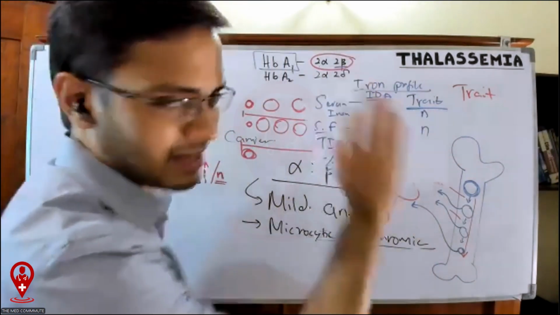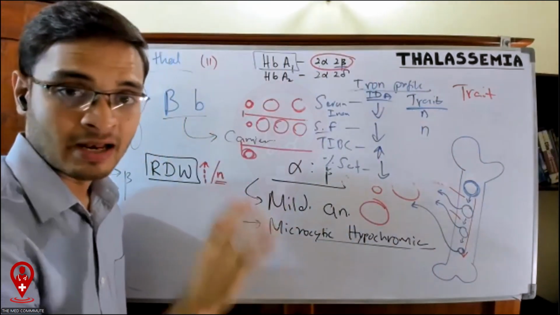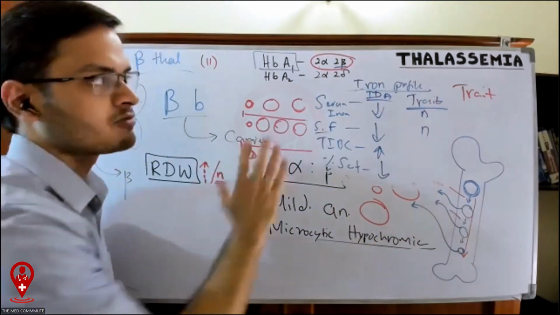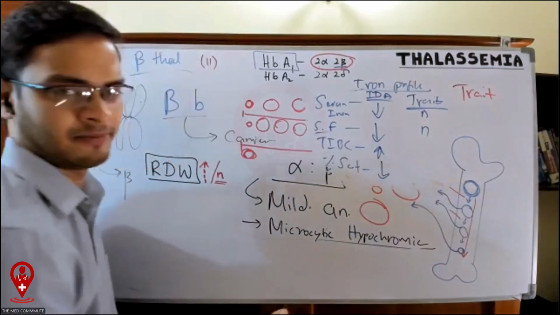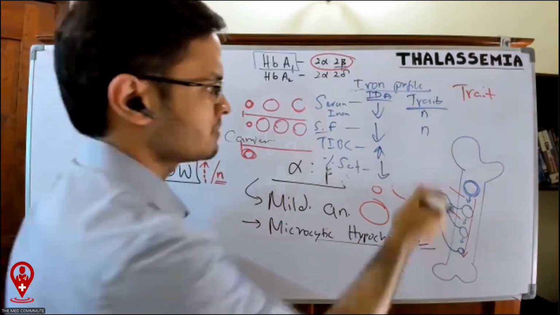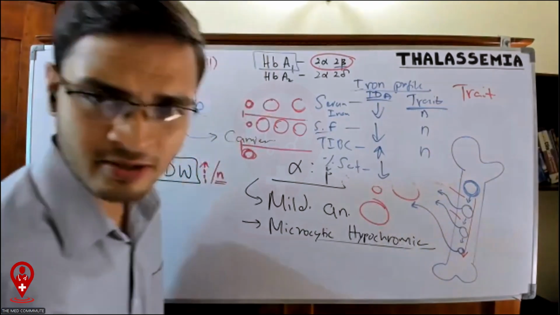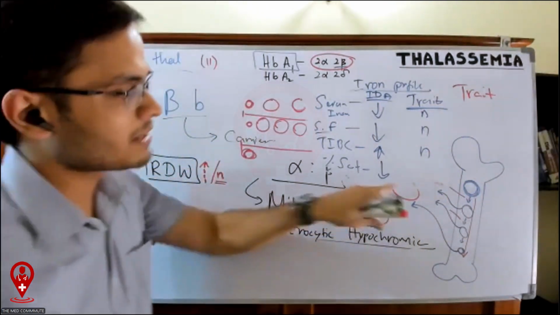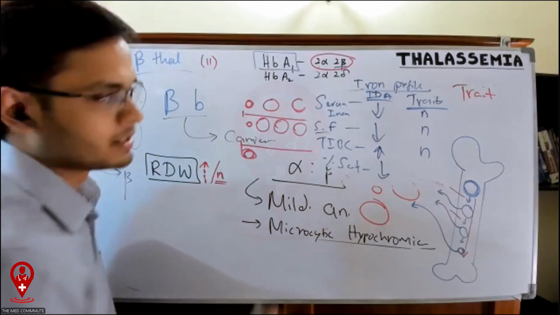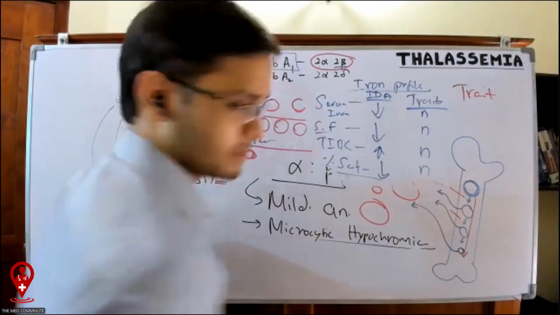Later we will talk about some liver issues that come with management of thalassemia major and all. But once we consider thalassemia trait, is there a problem with the transferrin production? There is no problem with transferrin production. So the TIBC is going to be normal. If you look at the percentage saturation, if transferrin is normal and there is no problem in iron, the percentage saturation is also going to be normal.